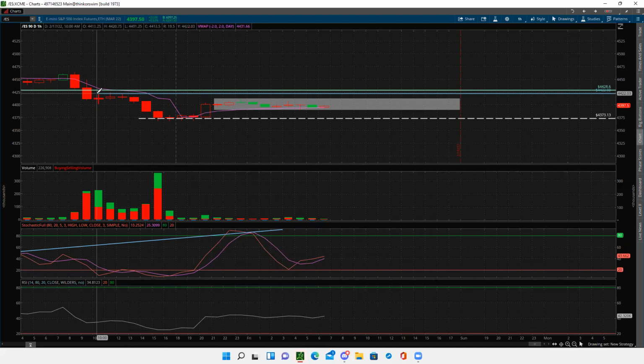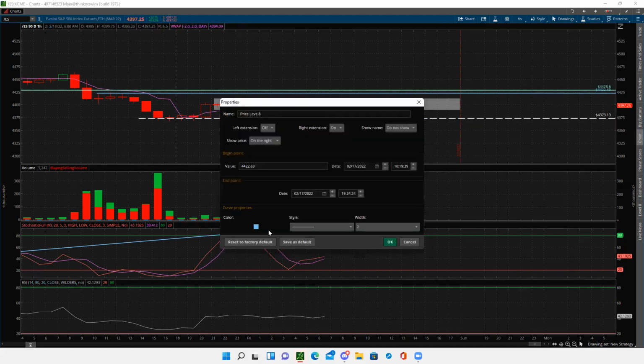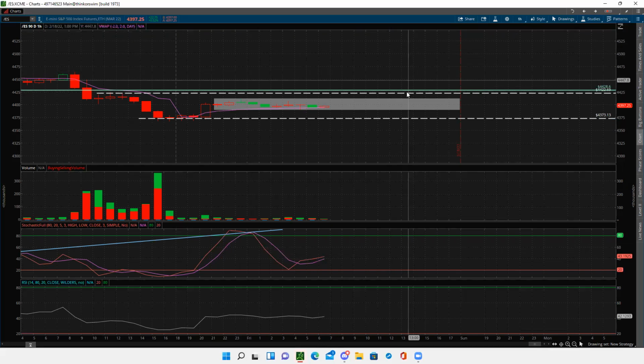So right here, boom. That could do the same thing. You can break out bullish and then it'll show all the signs of bullish. It'll be a big, huge candle and then you'll see it pull back.